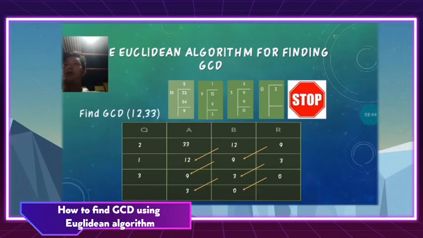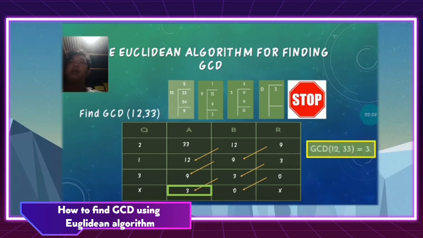So right now, we have the 0 in B. I told you, whenever there is a number in A and 0 in B, then whatever is in A is the GCD. So what is there in A? It's 3, right? So the GCD of 12 and 33 is 3. It means 3 is the biggest number that can divide both 12 and 33.